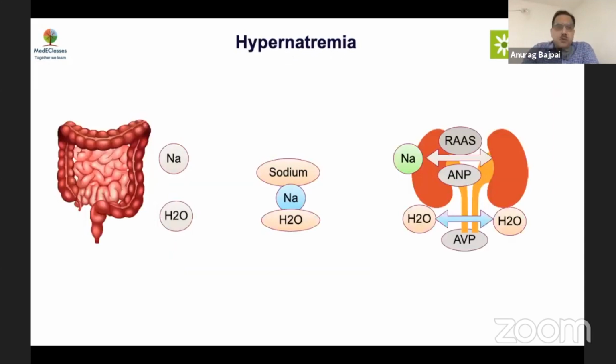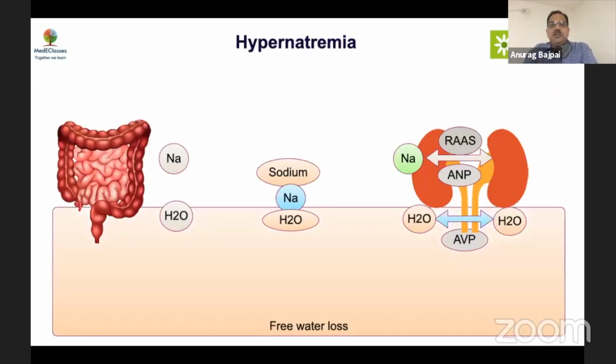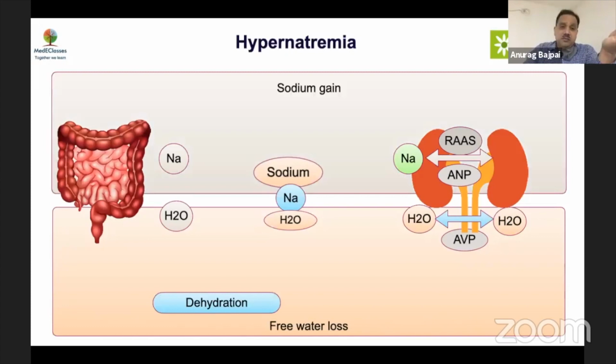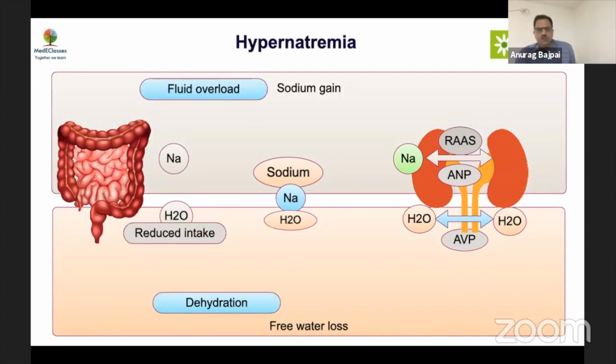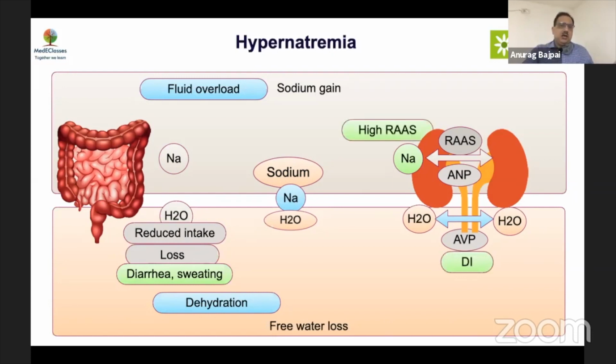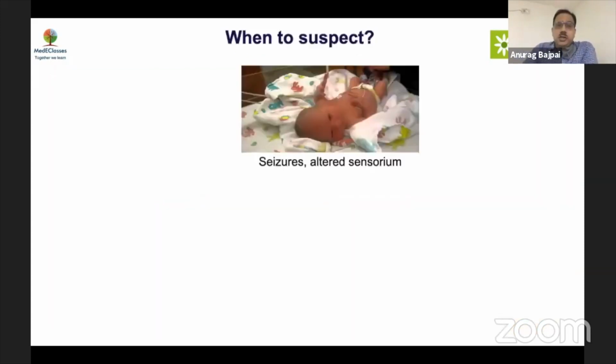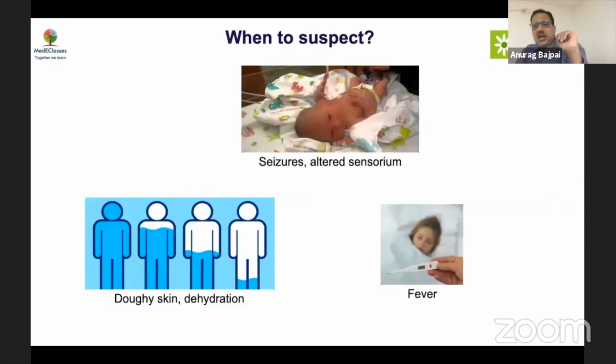We've discussed hyponatremia, a word about hypernatremia, which is rarer but can be more dangerous than hyponatremia. It happens mostly because of free water loss associated with dehydration, very rarely because of sodium gain. The most common situation of dehydration is because of reduced intake, loss because of diarrhea or sweating, or diabetes insipidus in a chronic setting. Sodium excess can happen with high RAS or a sodium load, which is a rare situation in that regard. So you should suspect hypernatremia in somebody who has seizures and altered sensorium, doughy skin and dehydration, and fever.